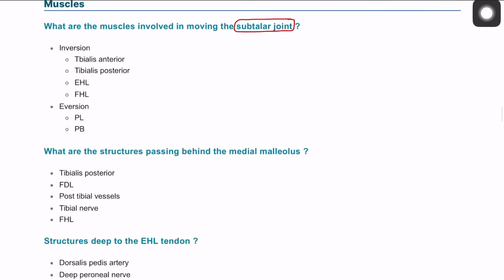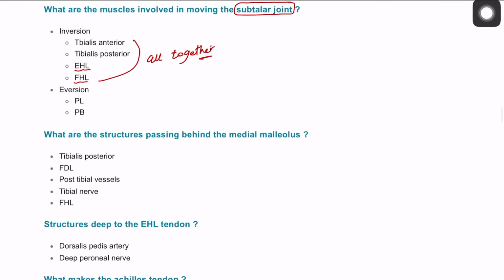For inversion, mostly the muscles from the anterior compartment: the tibialis anterior, tibialis posterior, extensor hallucis longus and flexor hallucis longus, and they need to work all together. Each muscle on its own is probably unable to make this movement, but they need to work together to produce it. And for eversion, these are the muscles of the lateral compartment of the leg, the peroneus longus and peroneus brevis.